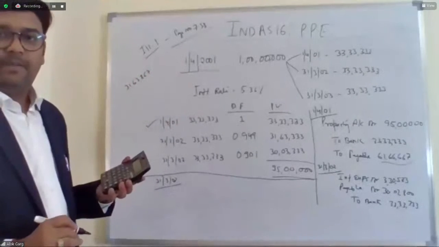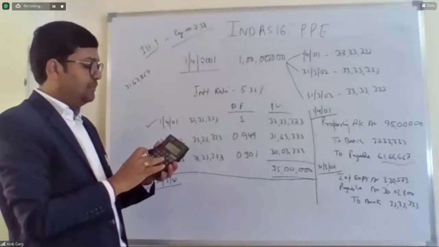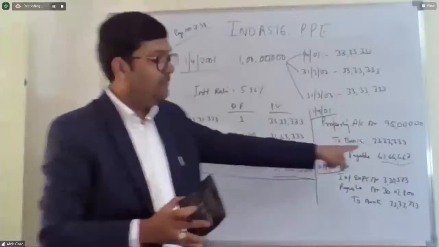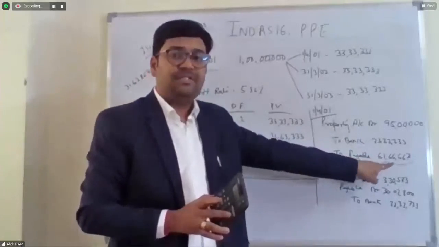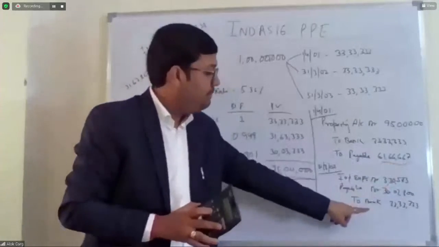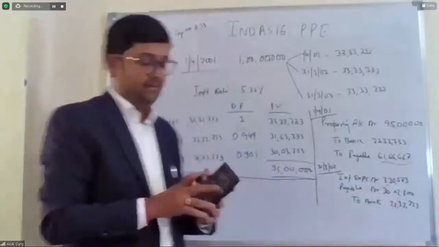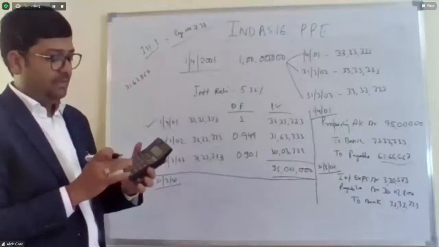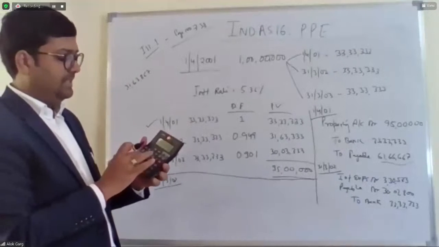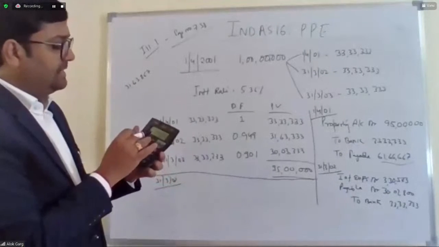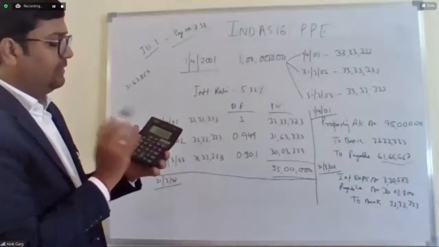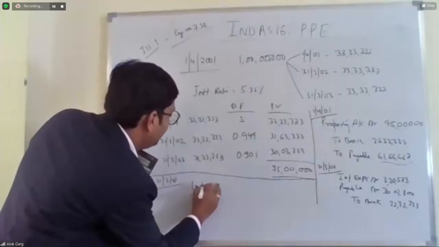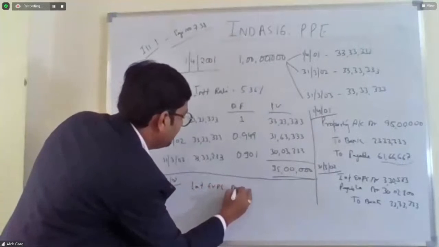So interest will be charged on this amount. Have you understood how I have received this? 61,66,667 minus 30,02,800. So the remaining balance is 31,63,867 and interest is 5.36% on this, which is 1,69,583. So interest expense debit. How much?